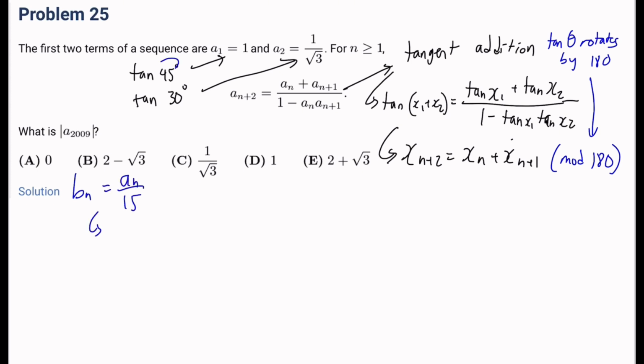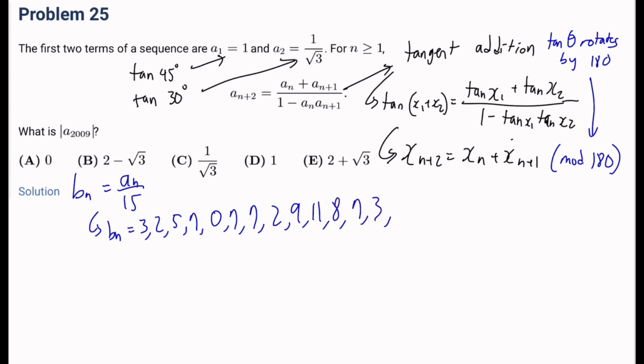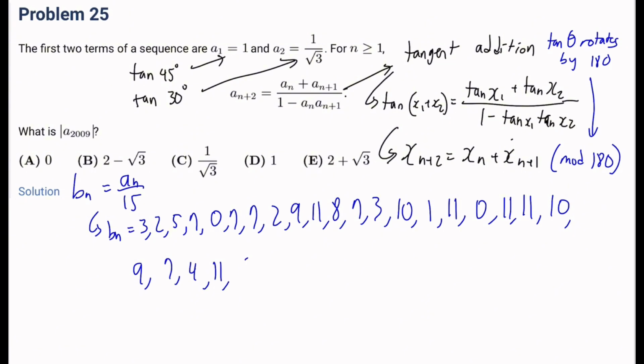And so starting from 3 and 2, because 45 divided by 15 is 3, and 30 divided by 15 is 2. And so that gives us b_n equal to 3, 2, 5, 7, 0, 7, and then we add 7 and get 2, and then 9, then 11, then 8, 7, then 3, then 10, 3, then 10, then 1, then 11, then 0. This is going to be really long, right? And then 11, 11 again, then 10, then 9, then 7, then 4, then 11, 3, and 2, right?